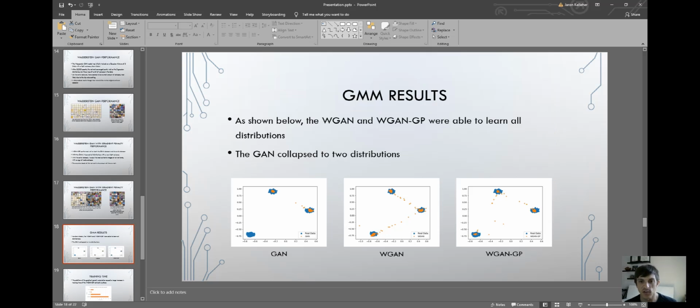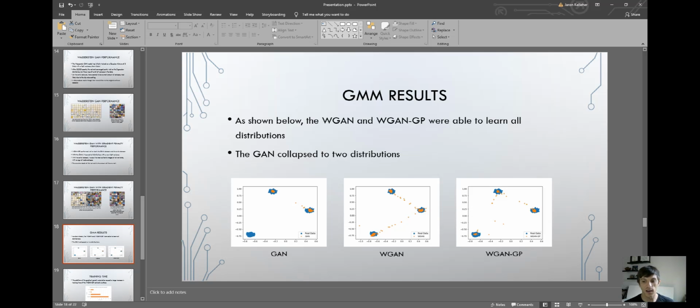Slide 18 is our Gaussian mixture model results from the data. So I trained the GAN, the Wasserstein-GAN, and the Wasserstein-GAN with gradient penalty on a Gaussian mixture model with 3 blobs, all with a tight variance. And as I said before, a mode collapse, this really demonstrates that on the left-hand side, you have the original GAN, and it collapsed to 2 distributions. It didn't even learn the 3rd distribution. That's really one of the problems with the original GAN architecture.